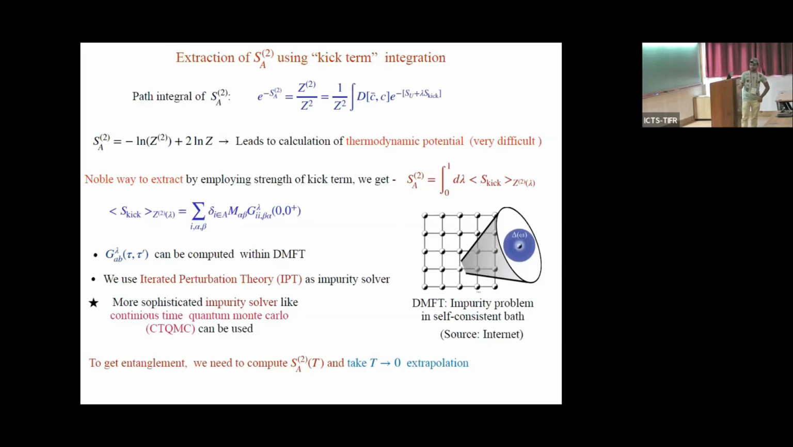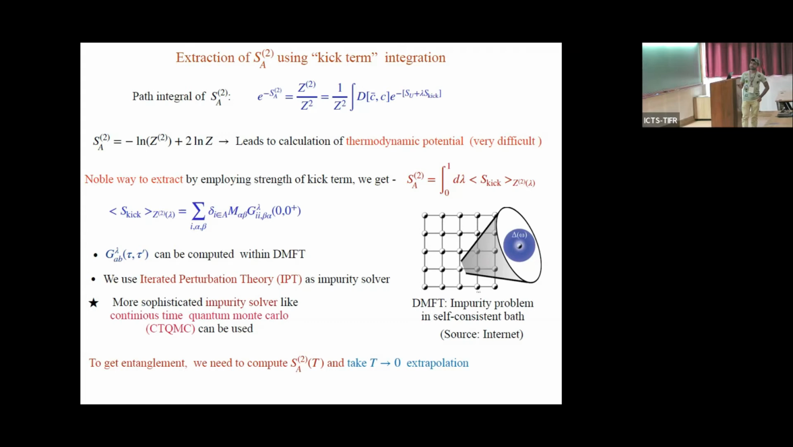So far so good, but how do we actually extract this Renyi entropy? The path integral is okay, but the extraction of this Renyi entropy is not, because if you write this term, it turns out to be the log of Z2, the second grand potential, and the log of Z, the usual thermodynamic potential. Those thermodynamic potentials are quite difficult to calculate, so you cannot easily extract it from them.